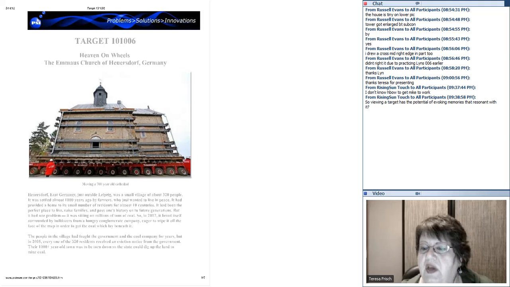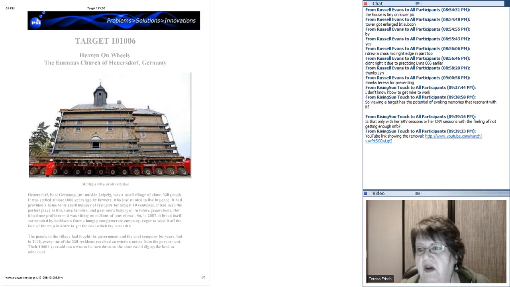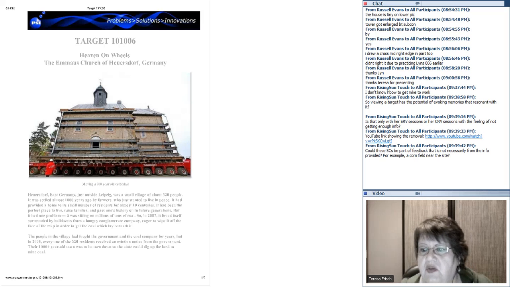Viewing a target has the potential of evoking memories that resonate with it. She has a question. Oh, you bet. That's where Stray Cat comes from. Stray Cat is the subliminal transfer of recollections, anxieties, and yearnings, which always come from your past experience, to consciously accessible thought. That's what Stray Cat means. And she's asking about Deborah Katz's session. Is that only with her ERV sessions or her CRV with not getting enough info? She was experimenting with ERV. She normally does CRV and turns in pages and pages.